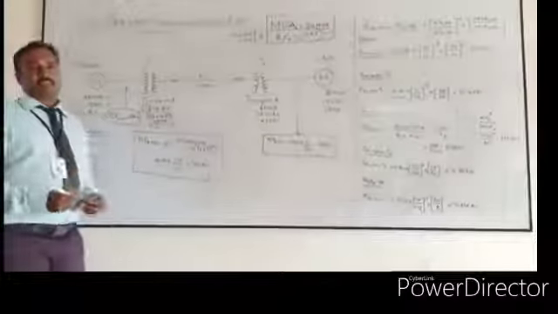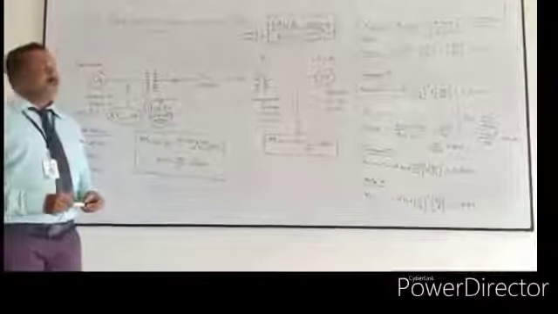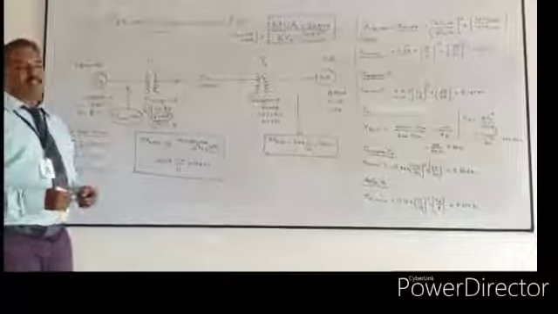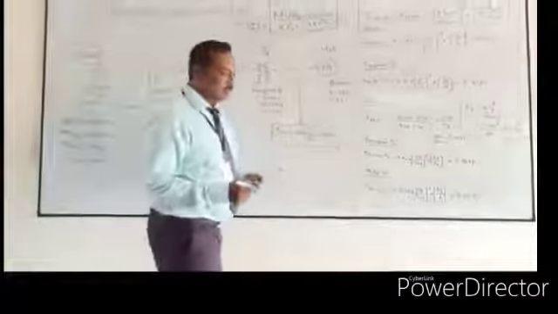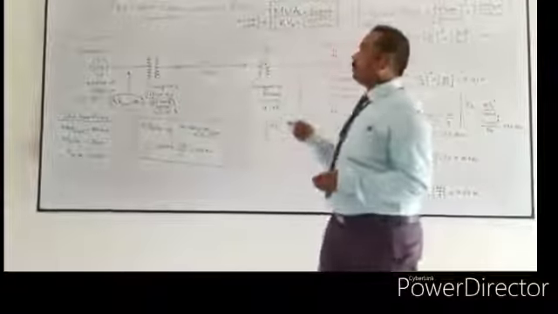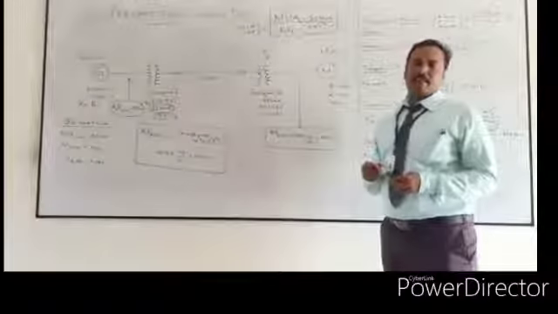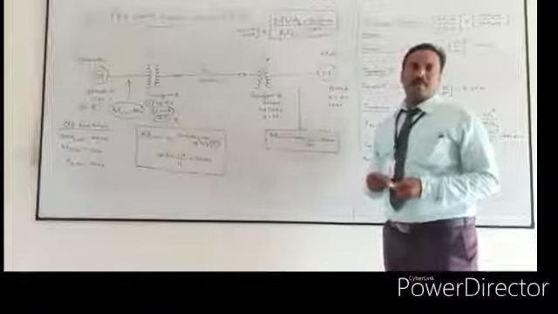Per unit value is nothing but the ratio of an actual value to the base value. Here, a per unit value is already given for all the components present in the power system, but we are going to take a new base value. For that, we are going to calculate the per unit values for all the components present in the power system.